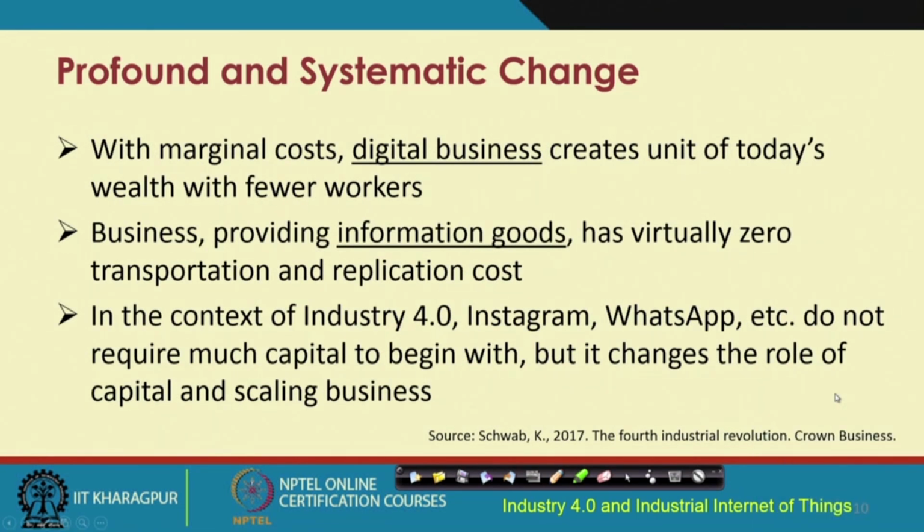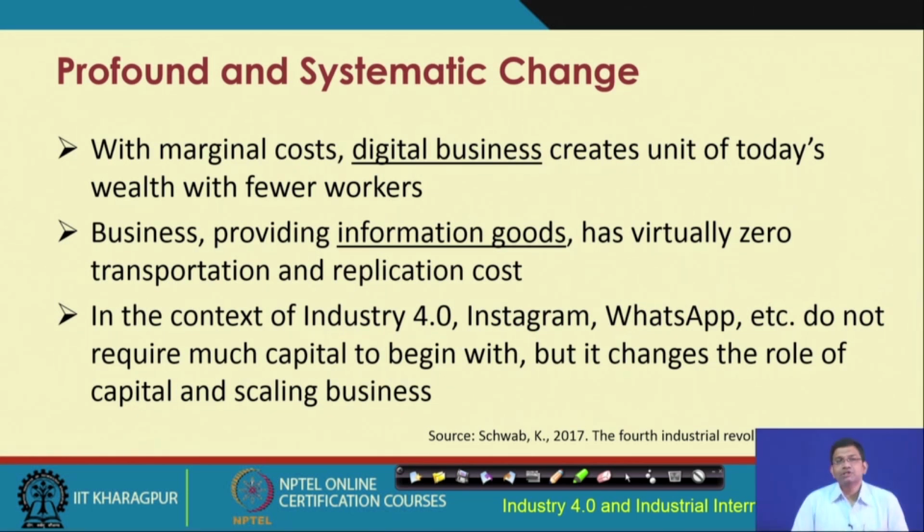So, with marginal costs, the digital business creates a unit of today's wealth with fewer workers. We are able to increase the wealth with fewer workers, and that has been possible with the introduction of digitization and all these technologies that we just mentioned. Businesses providing information goods have virtually zero transportation and replication cost. Consider companies such as Instagram, WhatsApp, Facebook, Twitter and so on. They are able to supply information-centric products and goods.